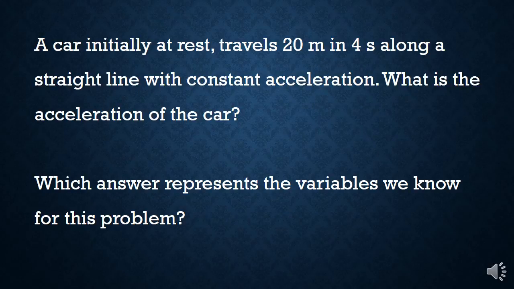Now we have one that you're going to work some of. So a car initially at rest travels 20 meters in 4 seconds along a straight line with constant acceleration. We want to figure out what the acceleration of the car is. Which answer represents the variables we know for this problem? And there are 3 of them that we know. 2 are given pretty directly. 1 you kind of have to read a little bit more closely.